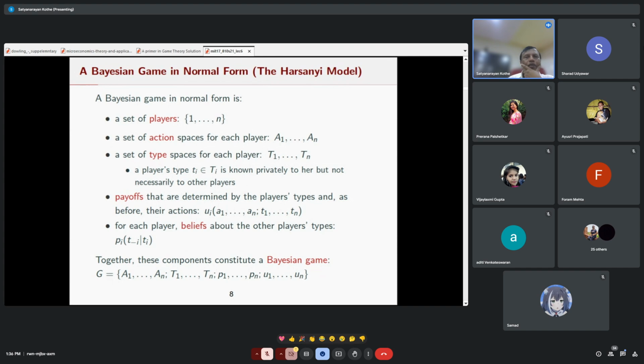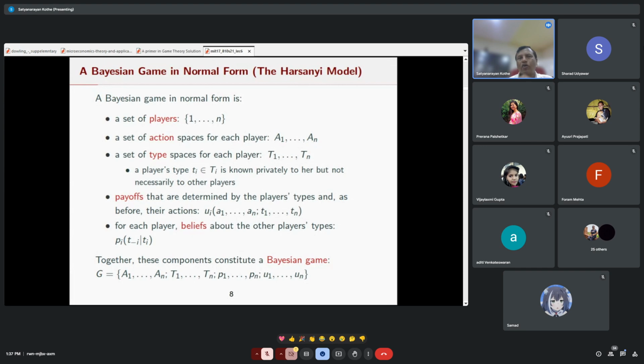For a Bayesian game, that is, the normal form game with incomplete information, the players are assumed to be one to n, that is n number of players in the game, and a set of action spaces, that is nothing but these strategies, denoted as A1, A2 up to An. Then a set of type spaces for each player.